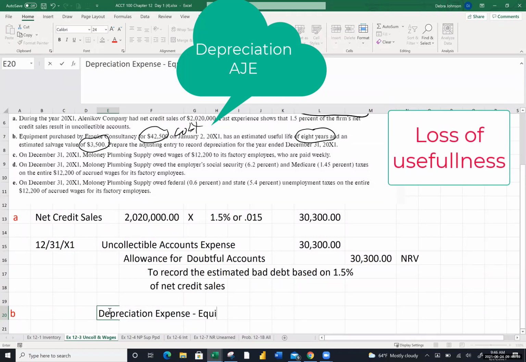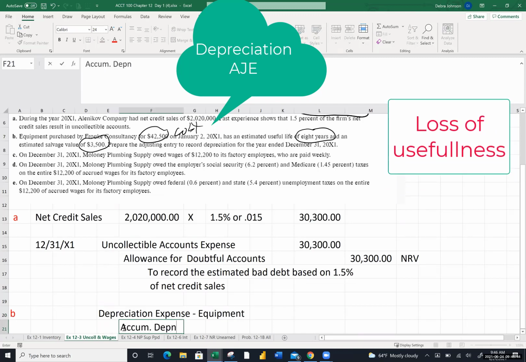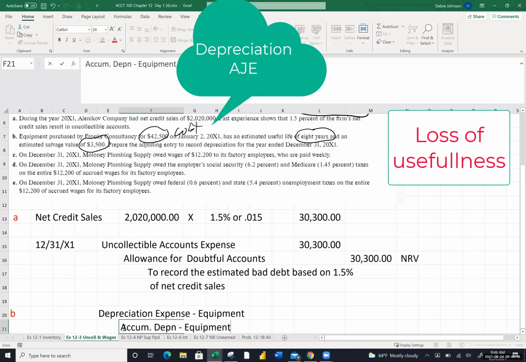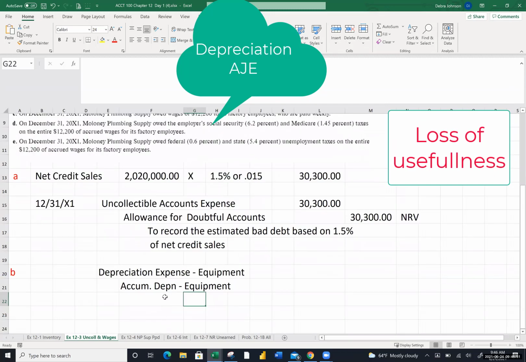Equipment. And a credit to accumulated depreciation, another funky contra asset account that we learned about for equipment. And down here, we'll do the calculation.